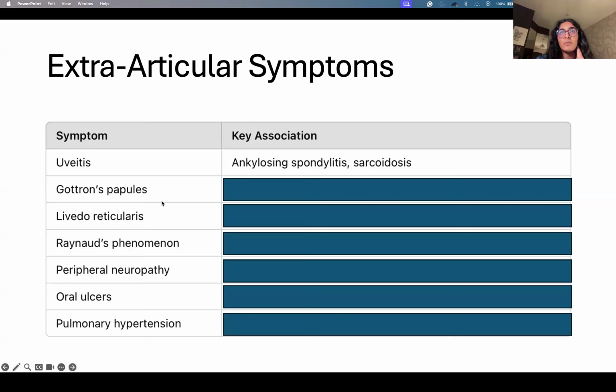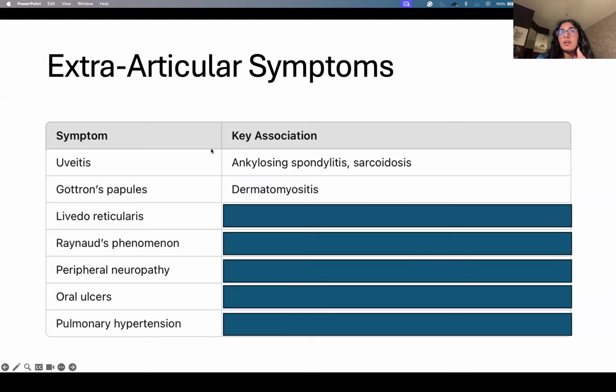What about Gottron's papules? I've got some pictures because you hear these words all the time, but you need to go and look them up as well. Any ideas? So this one's pretty specific to dermatomyositis. It's kind of like a reddish broken skin appearance, which I'll show you later on.